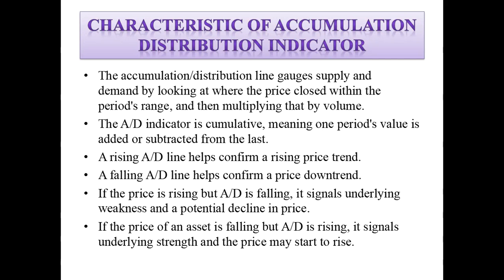A rising AD line helps confirm a rising price trend. A falling AD line helps confirm a price downtrend. If the price is rising but the AD indicator is falling, it signals underlying weakness and a potential decline in price. If the price of an asset is falling but the AD indicator is rising, it signals underlying strength and that the price may start to rise.